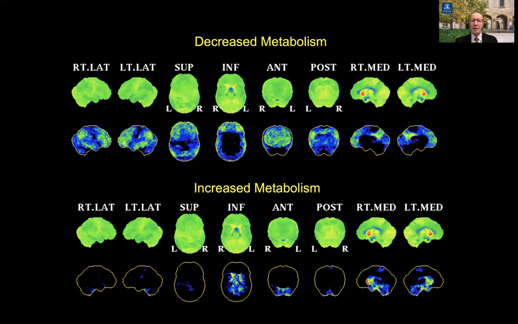it will show you increased metabolism of Z scores relative to healthy controls, and they're shown in the bottom row of images. So with decreased metabolism and increased metabolism in an interesting distribution. Have a good look.